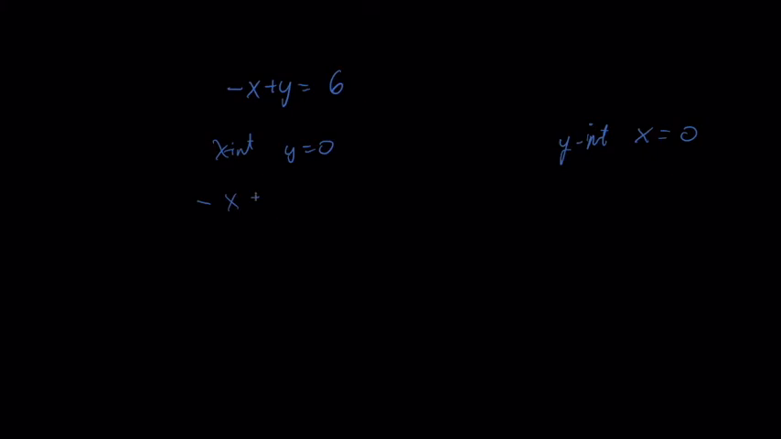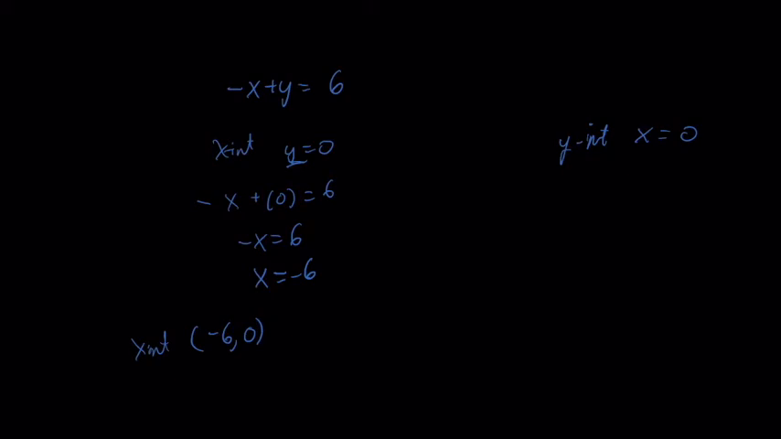Negative x plus 0 equals 6. Again, I'm substituting in for y. So I have negative x equals 6. That's going to give me x equals negative 6. So my x-intercept is the ordered pair: when x is negative 6, y is 0.